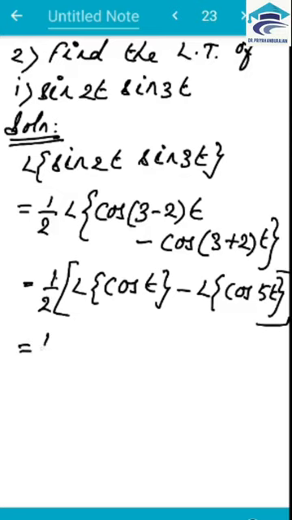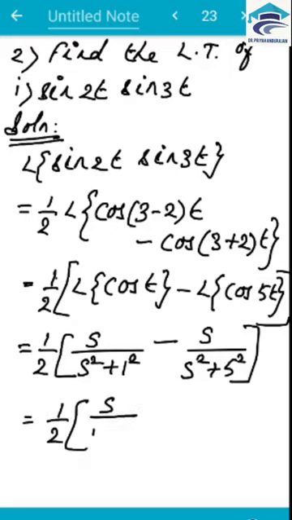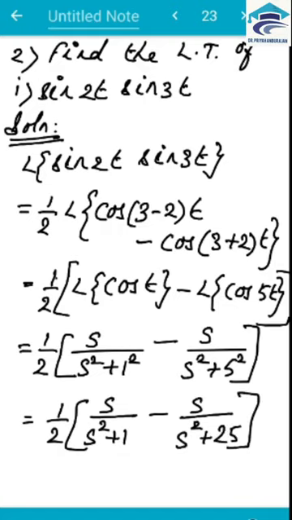Now we can apply the formula. So what is L of cos? S by s squared plus a squared. So instead of a you have 1 here. So let me write it as s by s squared plus 1 squared minus, instead of a you have 5 here. So this will become s by s squared plus 5 squared. So this is equal to 1 by 2 into s by s squared plus 1 minus s by s squared plus 25. So this will be the answer.